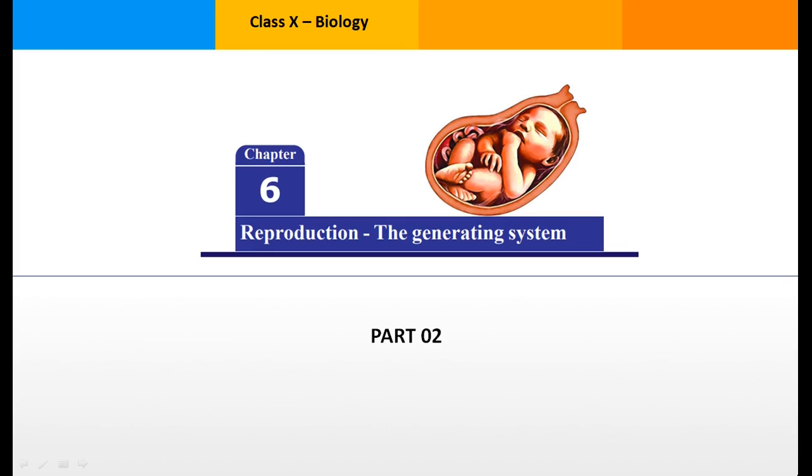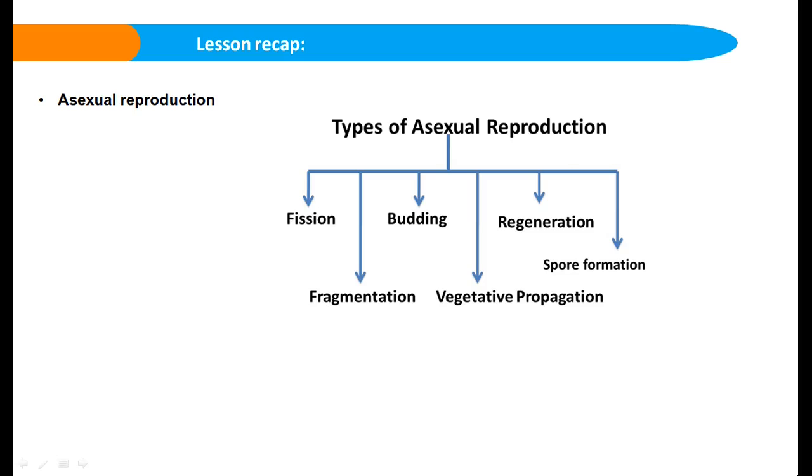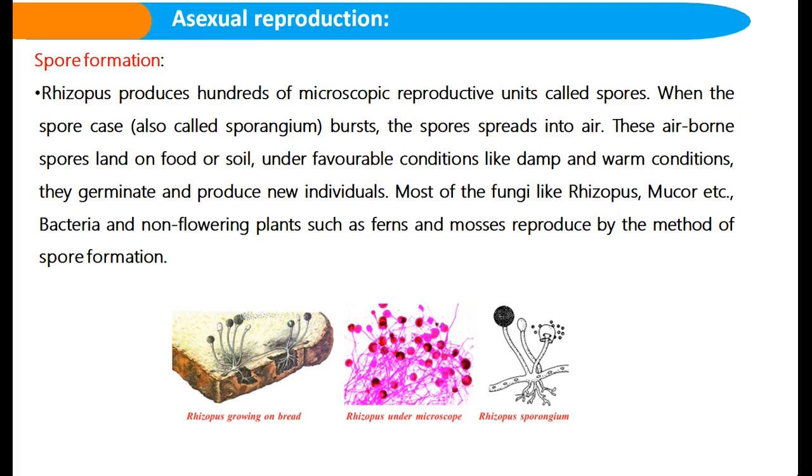Welcome to the second session of lesson 6, that is reproduction, the generating system. In our previous session, we have learnt about different types of asexual reproduction like fission, budding, regeneration, fragmentation, and vegetative propagation. In this session, we are going to learn about spore formation, sexual reproduction in males, and structure of sperms. Let us start our session.